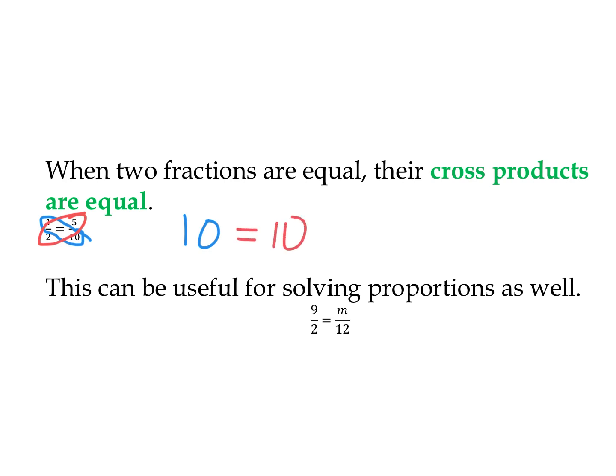The cross products will be equal, right? 1/2 is equal to 5/10. And the cross products will be equal. Anytime you have two equal fractions, the cross products will be equal to each other. We can use that to help us solve proportions as well.